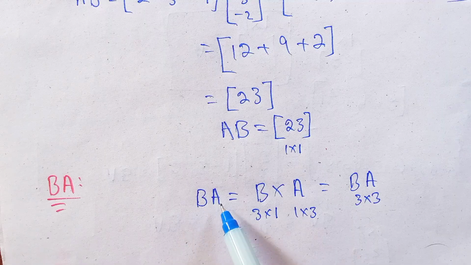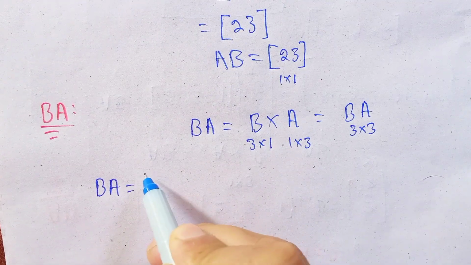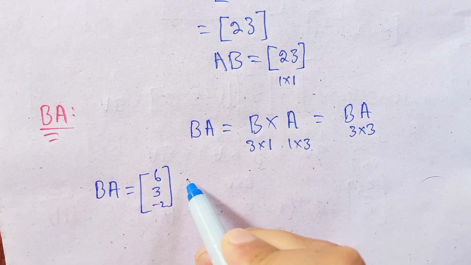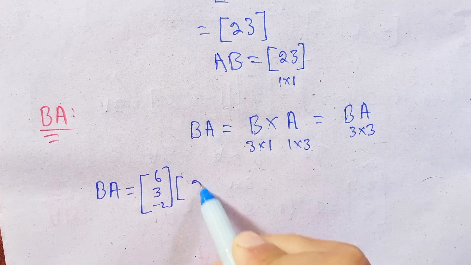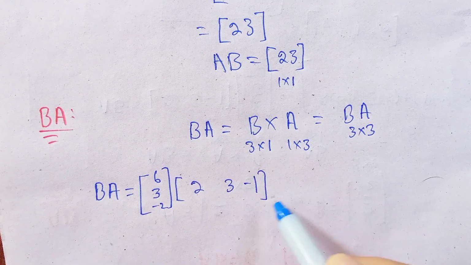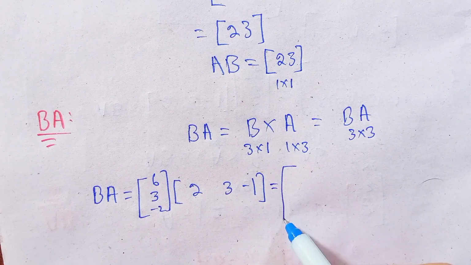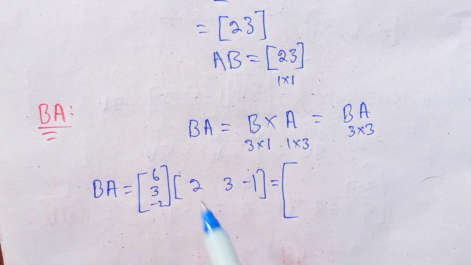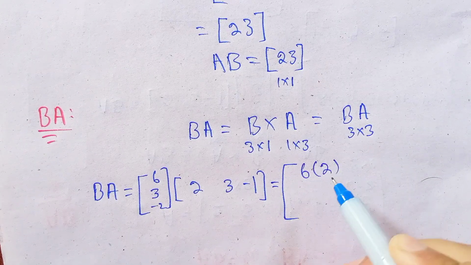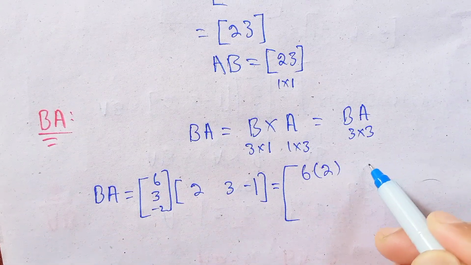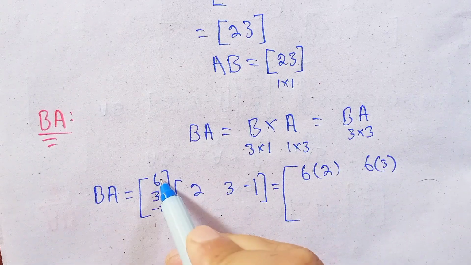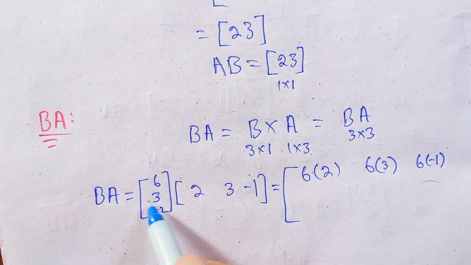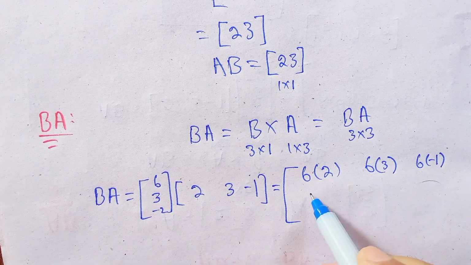Now we are going to find out BA. BA equals matrix B, which contains the elements 6, 3, negative 2, times matrix A, which contains the elements 2, 3, negative 1. Now to find out BA, multiply the first row with the first column. So here 6 times 2. Multiply the first row with the second column, 6 times 3. Multiply the first row with the third column, 6 times negative 1.